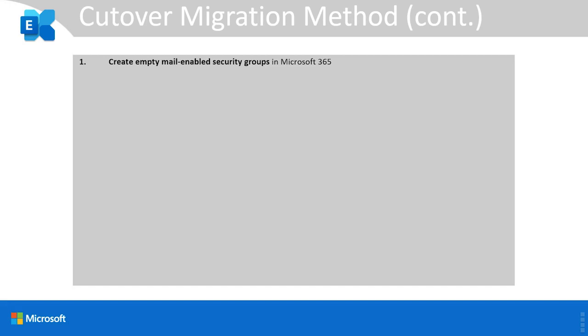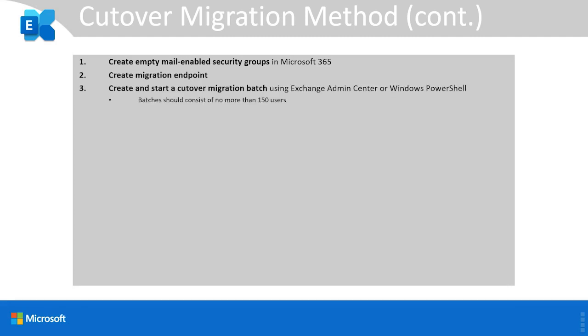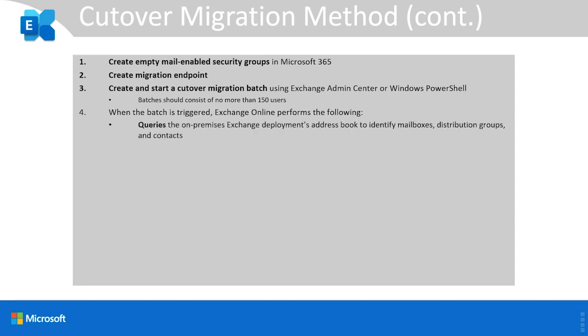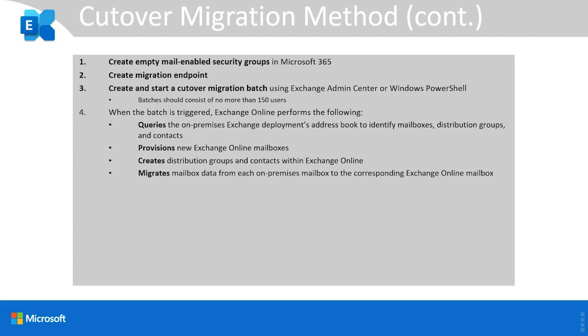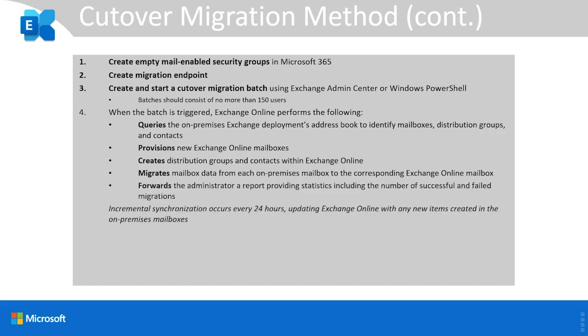Start by creating empty mail-enabled security groups in Microsoft 365. Then create a migration endpoint. And then you're ready to create and start a cutover migration batch using the Exchange Admin Center or Windows PowerShell. When the batch is triggered, Exchange Online then queries the on-premises Exchange deployment's address book to identify mailboxes, distribution groups, and contacts, provisions new Exchange Online mailboxes, creates distribution groups and contacts within Exchange Online, migrates mailbox data from each on-premises mailbox to the corresponding Exchange Online mailbox, and then forwards the administrator a report providing statistics, including the number of successful and failed migrations.